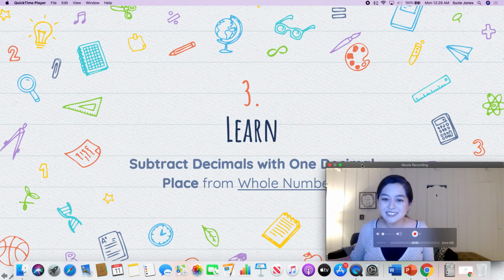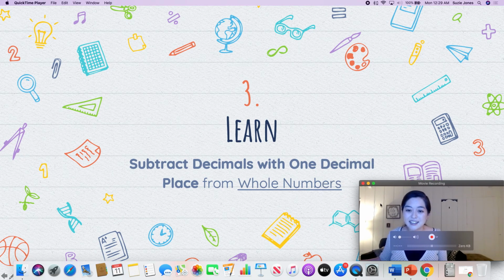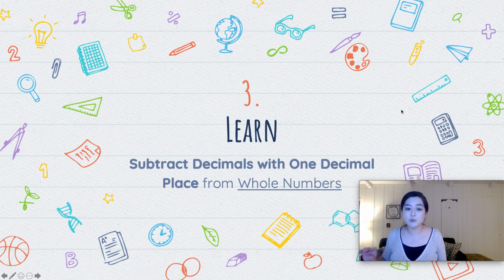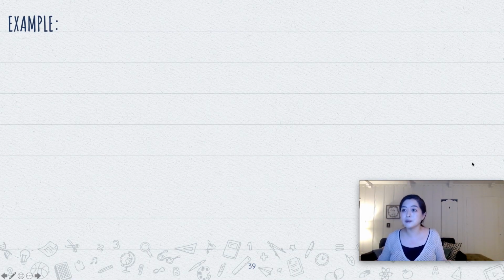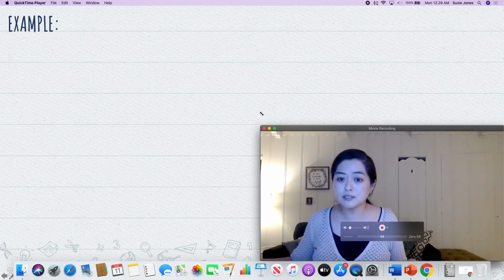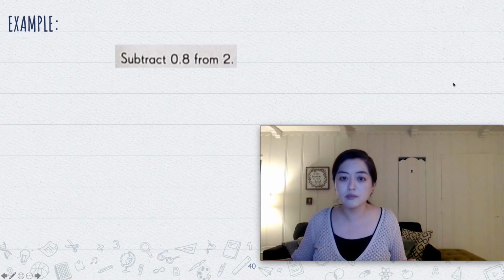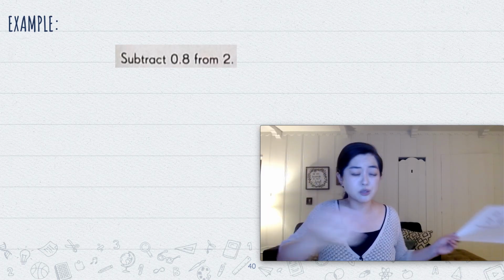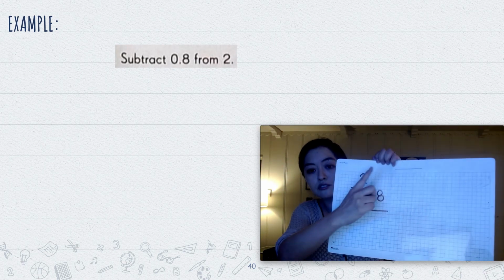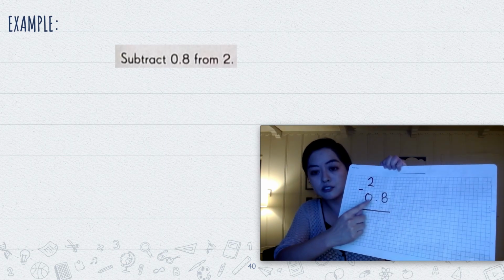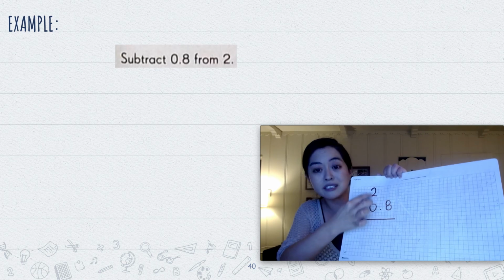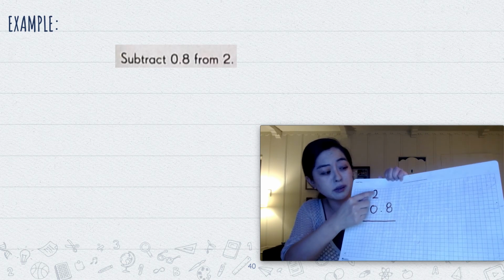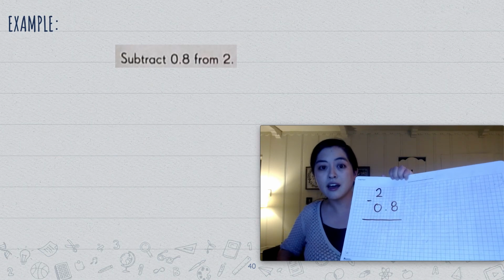Now, let's talk about subtracting decimals with one decimal place from whole numbers. Alright, let's see what this is talking about. I'm just going to increase my video screen. So it says subtract 0.8 from 2. So that means you're taking 0.8 away from 2. So your subtraction sentence should look like this. 2, take away 0.8. And I'm putting 2 here in the ones place because it's a whole number. And that whole number is in the ones place too.